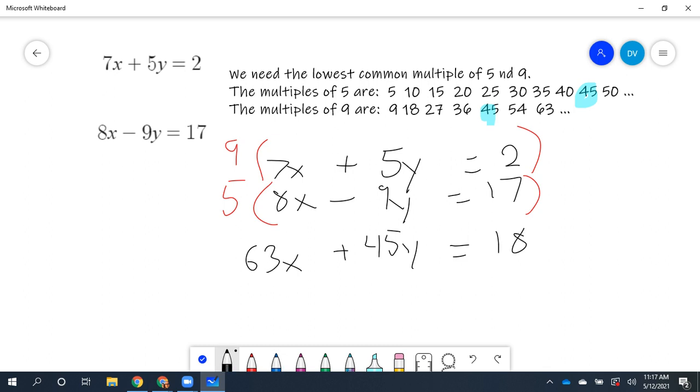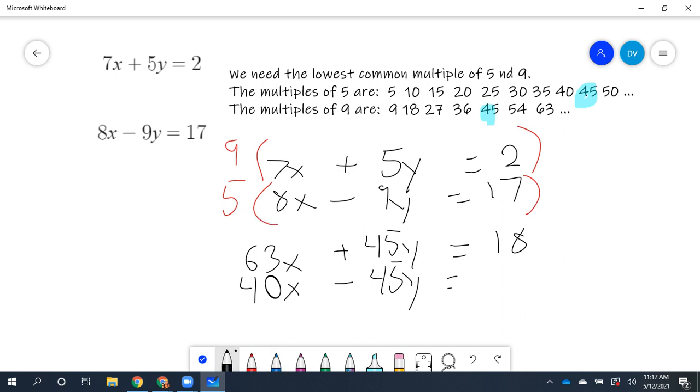So there's a lot of multiplying, I know, in these problems, but you all have been doing multiplying since you were in like 3rd grade, I'm sure. We're going to do the other equation. We're going to distribute 5 times 8x. Isn't that 40x? Good. 40x. 5 times negative 9y is negative 45y, right? Which is why we did this, so that these will cancel out in a minute. And then we're going to do 5 times 17, which I think is 85.